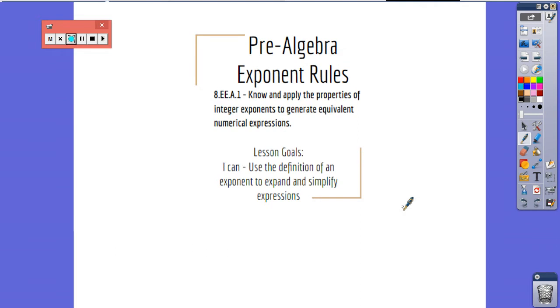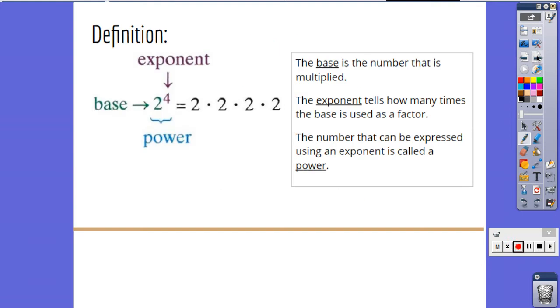Okay, this is a video for pre-algebra. We're talking about exponent rules in this unit. And I'm going to move this over here. And our goal in this video is to talk about the definition of an exponent and how to expand and simplify expressions.